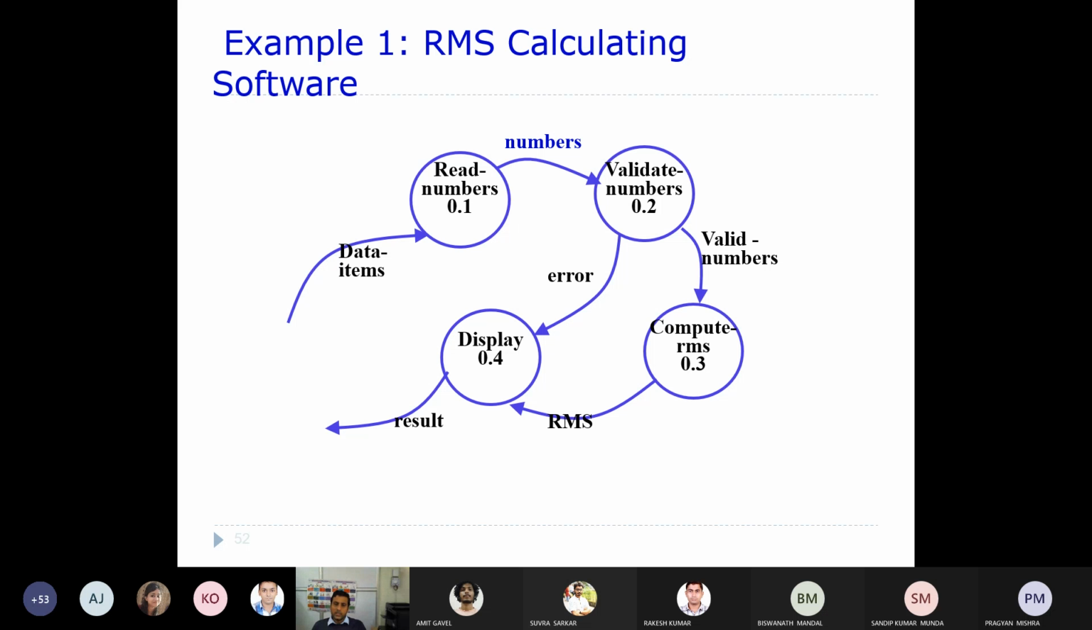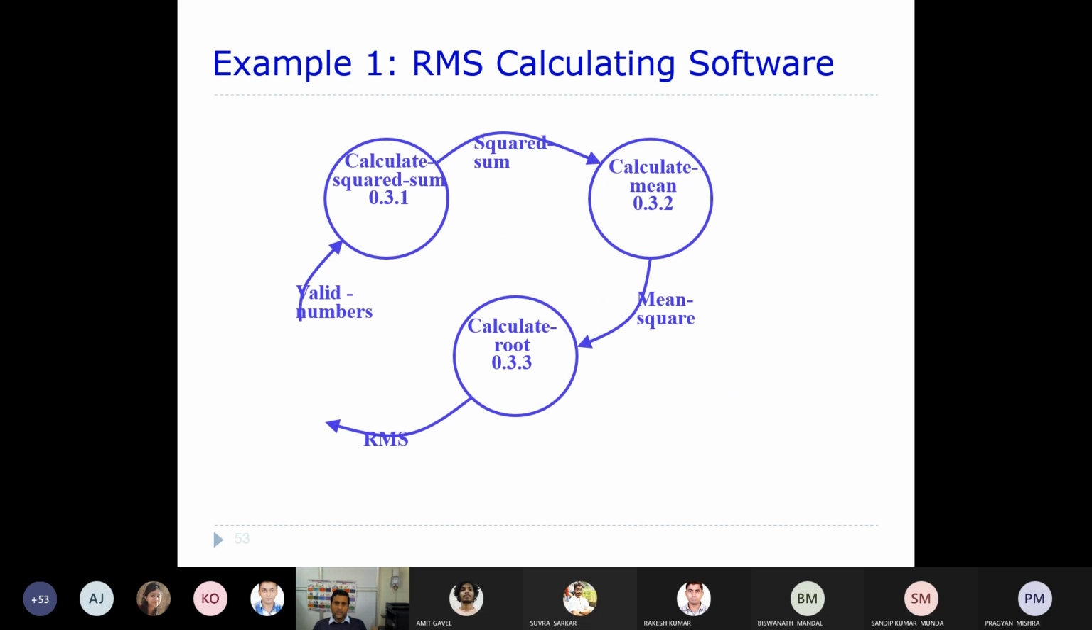So in the next level, the numbering will come like this: 0.3, 0.3.1, 0.3.2, like this, because you are going to decompose this bubble, right? Now we'll see. So this is exactly what we are doing. First you calculate the squared sum. Whatever squared sum you get, this value will be given as input to the calculate mean.